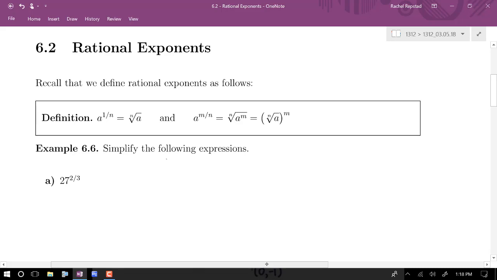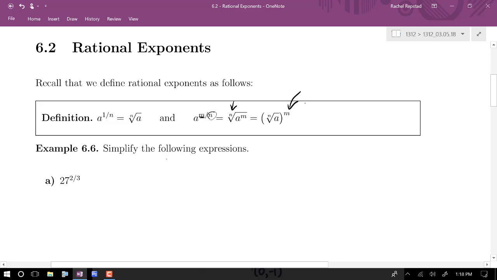We saw this a little bit last semester. We know that a rational exponent corresponds to a root. So the 1 over n power of a just means we're taking the nth root of a. And more generally, if I have any old fraction exponent, the denominator tells me what root I am taking, and then that numerator tells me what power I'm raising it to.